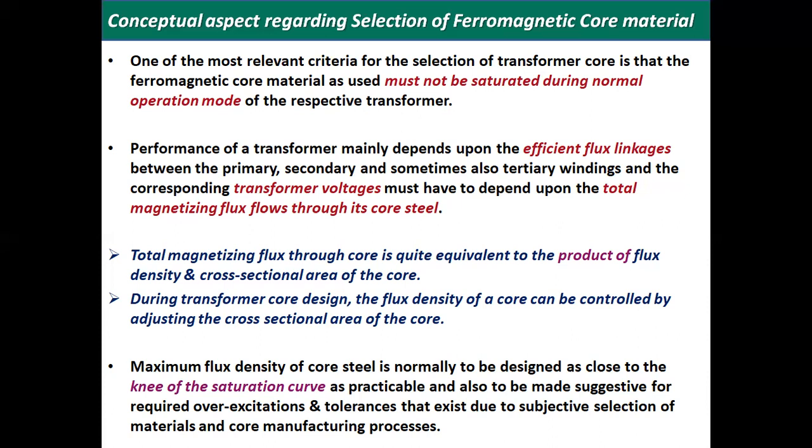During transformer core design, the flux density of a core can be controlled by adjusting the cross-sectional area of the core. Maximum flux density of core steel is normally designed as close to the knee of the saturation curve as practicable, and also to allow for required overexcitations and tolerances that exist due to subjective selection of materials and core manufacturing processes.